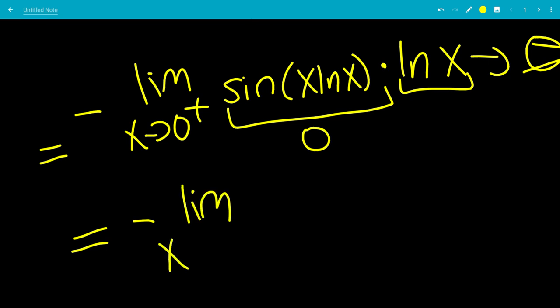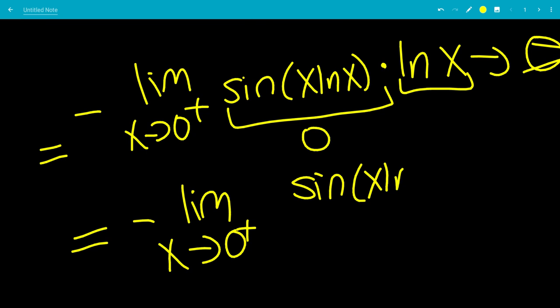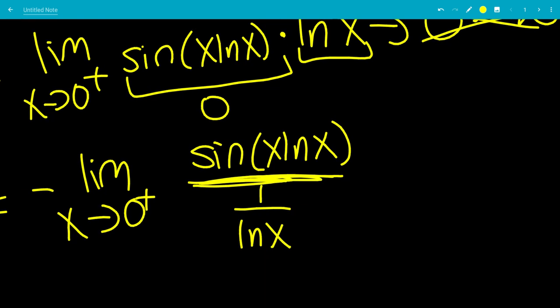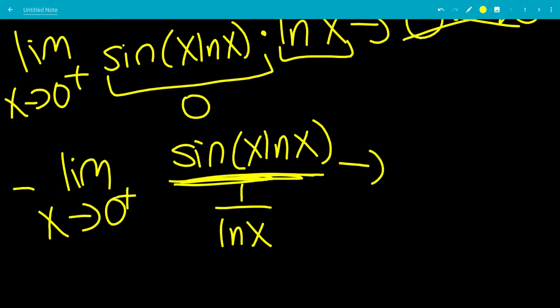So now we can move one of the terms to the bottom. So we're going to have the limit as x goes to 0 from the right. On the top we'll have sine of x ln x because 1 over ln x is easier to differentiate than 1 over sine of x times ln x. Okay, so we're going to have it all over 1 over ln of x. And this is the fraction bar now. Okay, so again, sine of this will go to 0. And 1 over ln of 0 plus is 1 over negative infinity, which is defined to be 0.